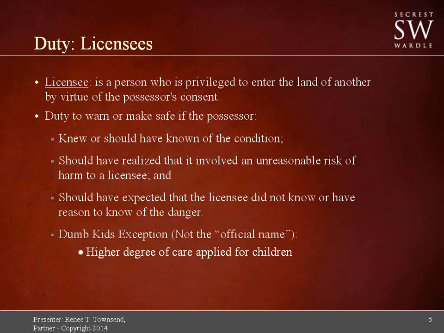I call this the dumb kids rule, though that is not the official name. What the dumb kids rule basically says is that a landowner is required to take into consideration that a child's ability to appreciate the full extent of the risk is different from that of an adult.